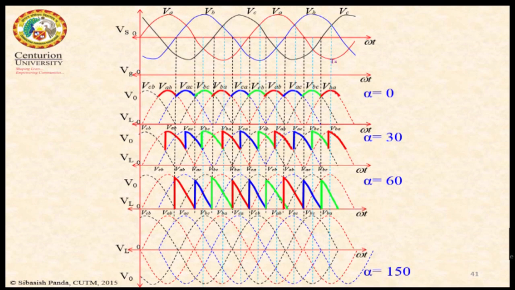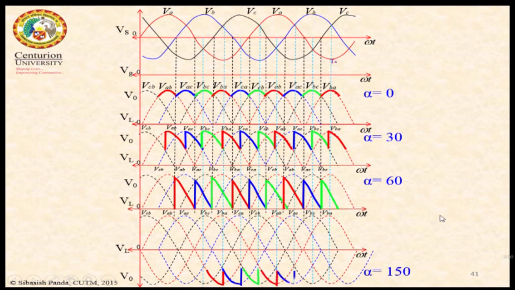So alpha equal to 150 means omega t is equal to 210. So where is my 210? This is 180, right? This is 180 plus 30. So here is my 210. From this point it will follow VAB, so here is my VAB, and from here it will start its conduction. This is VAB. Then it will follow the next one and the next one.